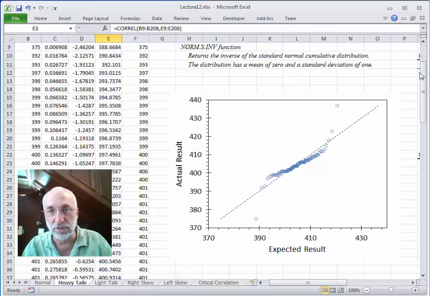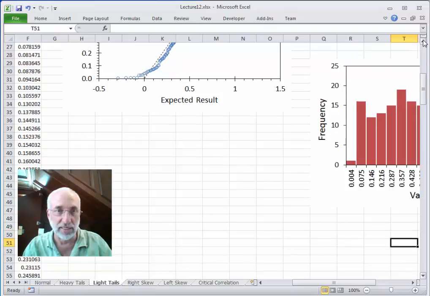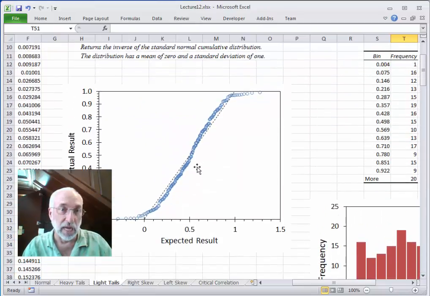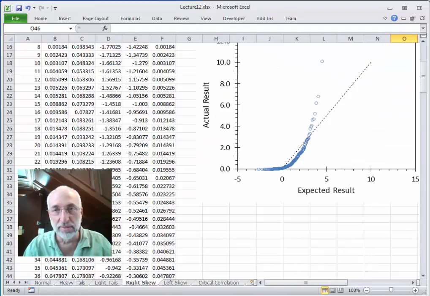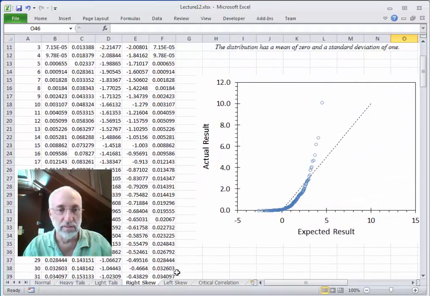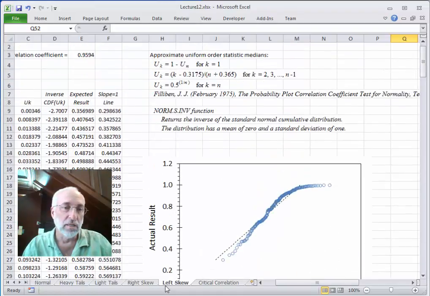As I showed you in the lectures, you can look at light tails, and we'll see what that looks like here. I happened to generate a uniform distribution of random numbers, and compared it to a normal distribution and showed that the uniform distribution has much lighter tails, as of course you would expect. Right skewed, left skewed.